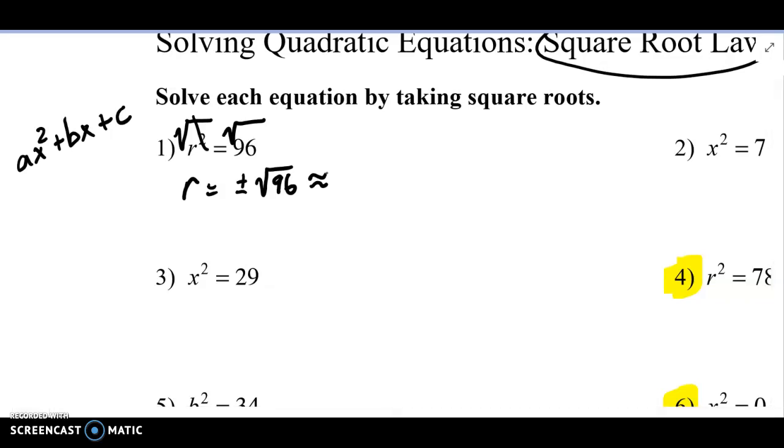If I punch in the square root of 96, you'll get 9.79. So it's going to be plus and minus 9.79. That just means positive and negative. And then we could round that to 9.8. And that's it for the first one.